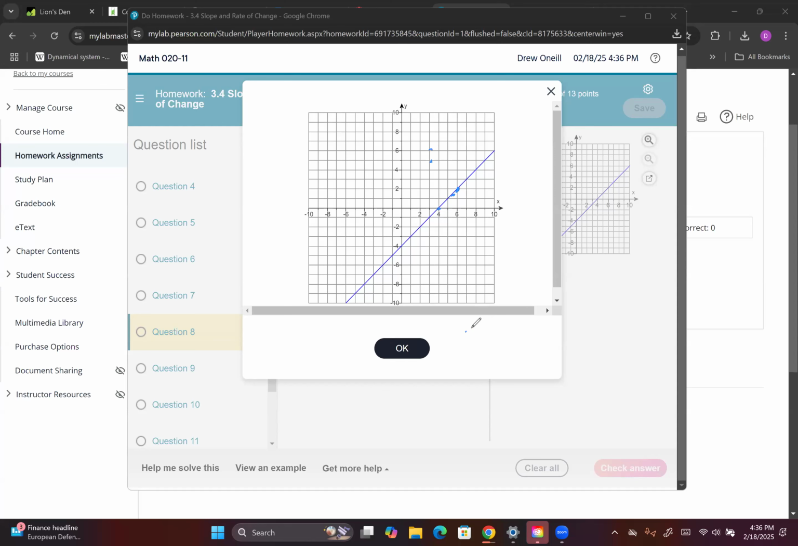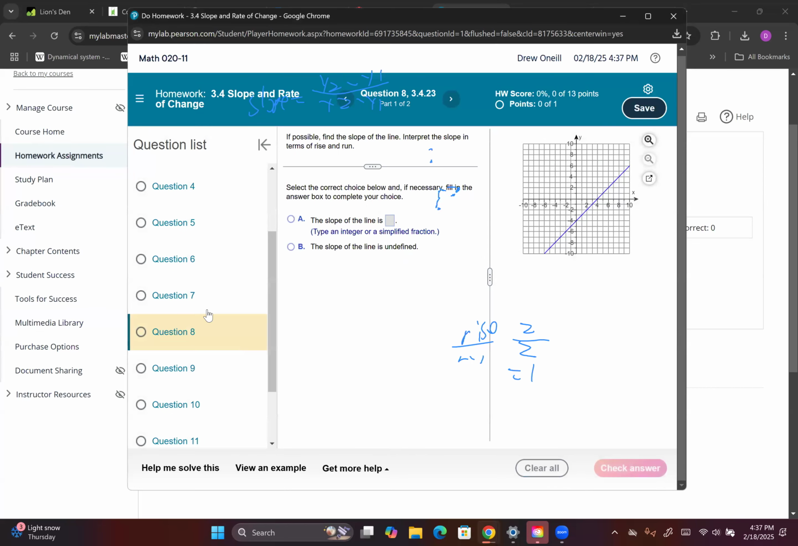Since slope is rise over run, what we can do is count from here to here. We go up 1, 2, so the rise is 2. We go over 1, 2, the run's 2. 2 over 2 is a slope of 1. Or you could use this formula for slope as well. You can pick two points: y2 minus y1 over x2 minus x1. So the slope would just be 1 for that one. That means as we go over 1, we go up 1.